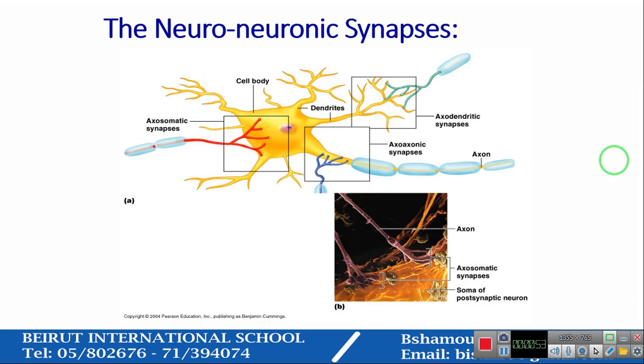By observing a neuron-neuronic synapse, we can see that we have axosomatic, or the junction between an axon of a first neuron and a cell body of the second. We can observe also axodendritic, an axon of the first with a dendrite of the second. Axoaxonic is between two different axons.